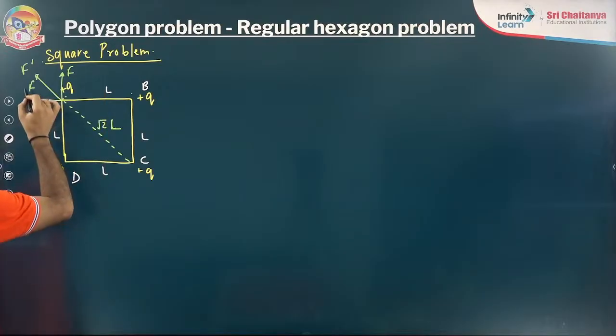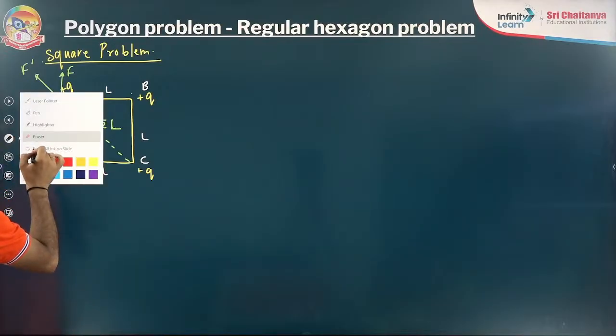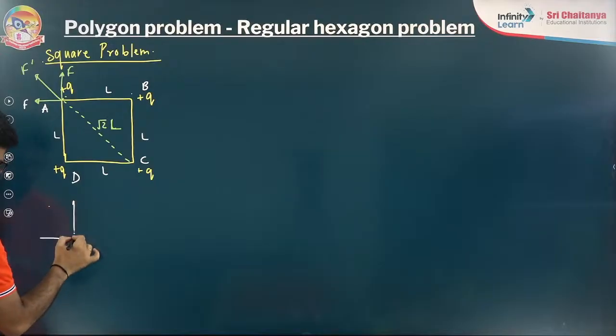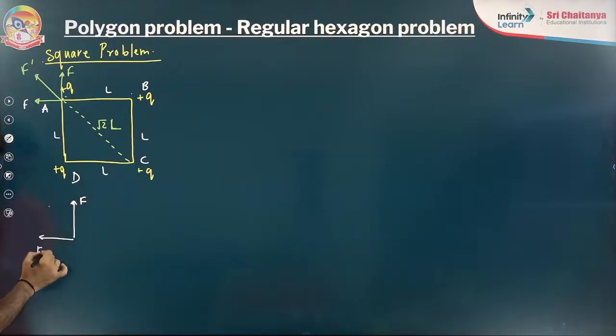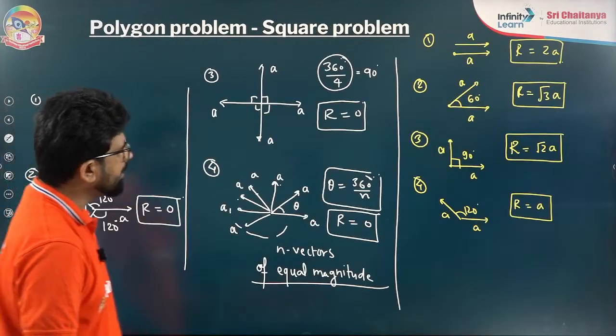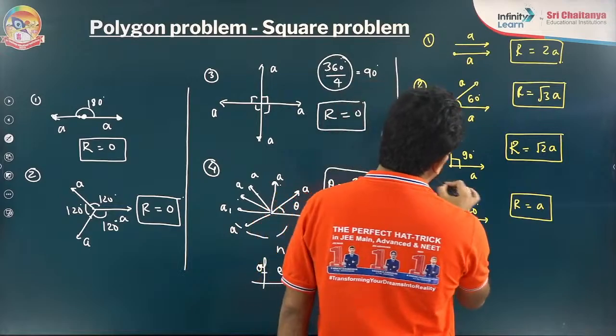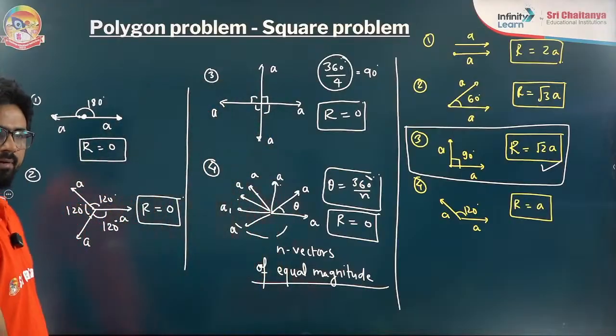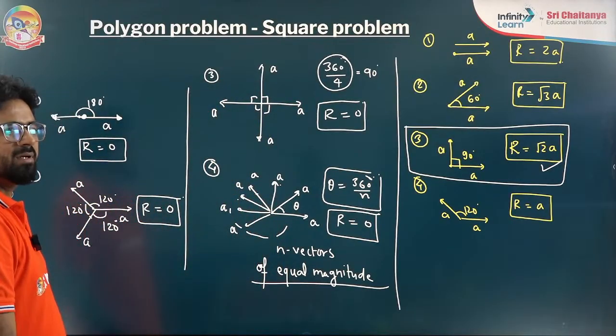So what can you write? Very simple. This force is F, this is F, this is F prime. I'm just drawing it again. This is F, this is F, their resultant, and here one more force is there, which is F prime. But consider the resultant of F and F, because the angle between them is 90 degrees. Just now in the previous slide we solved this part. If there are two vectors of equal magnitude, and the angle between them is 90 degrees, then the resultant is root 2 times A. Okay beta, you have to understand that.